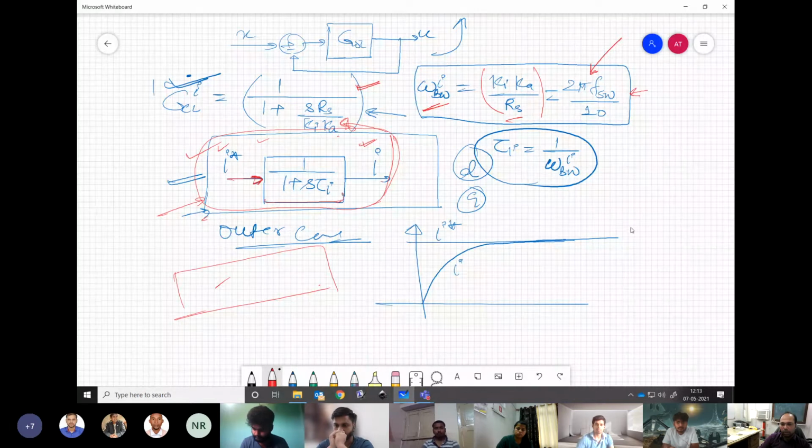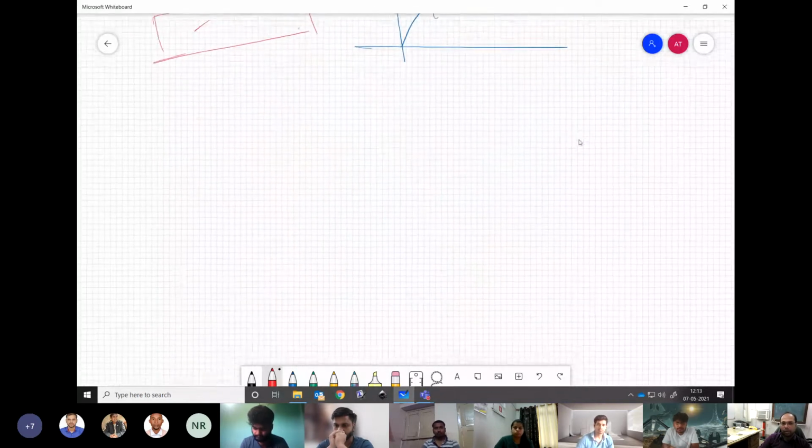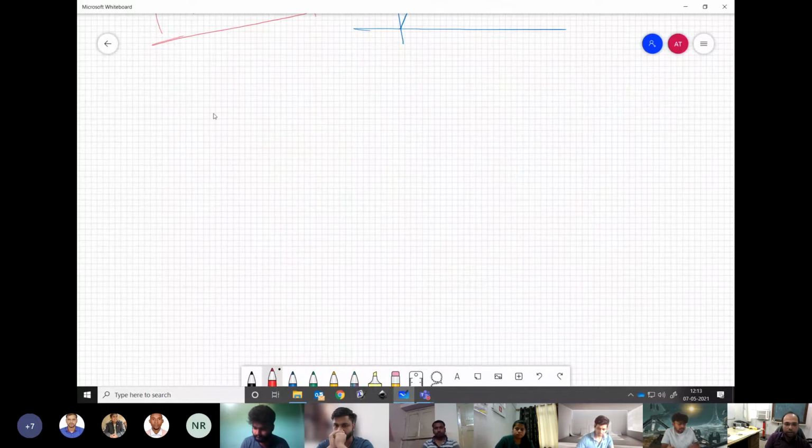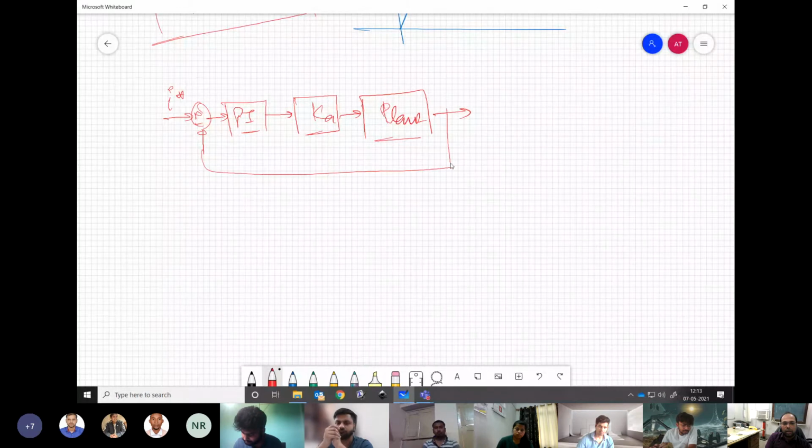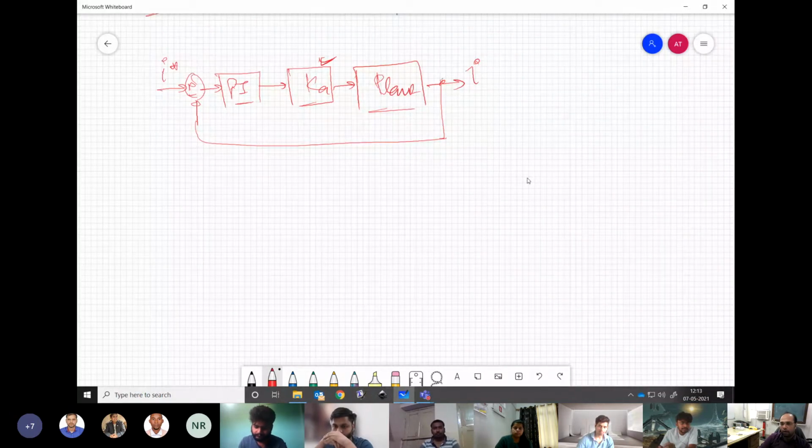Good. Now, one question Vijeta had, that what is Ka? Now, when we are doing this, writing this block diagram, we are writing this Ka and then our plant, and this is this. So what is this Ka? This was the question. Or in other words, if I say, what is inverter gain? What is the meaning of that? So can someone tell what is that?